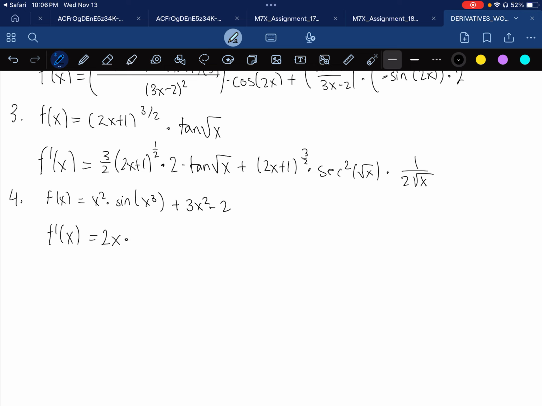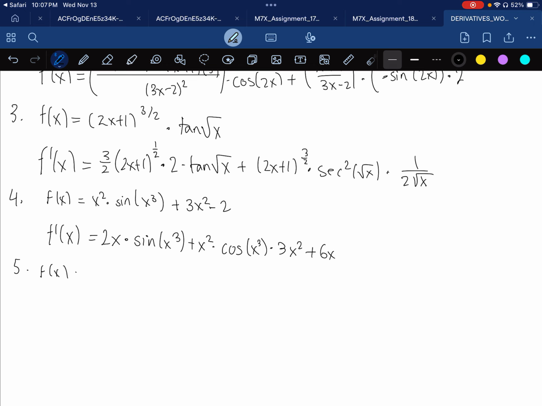So the derivative of the left times the right plus the left times the derivative of the right, the derivative of cosine is negative sine. We'll write the inside times 3x squared, which is the derivative of the inside, plus, the derivative of 3x squared is just 6x, and the derivative of negative 2 is 0. Problem number 5.